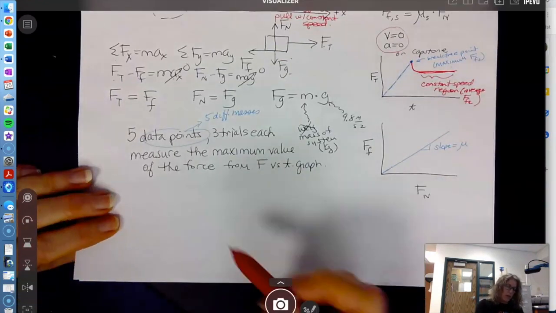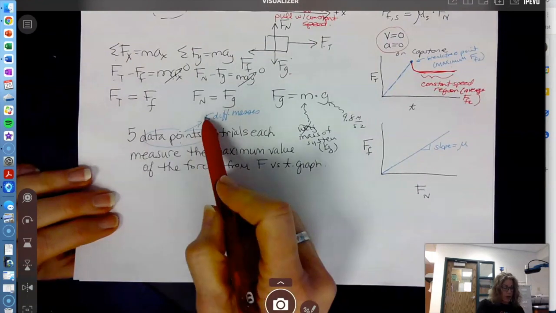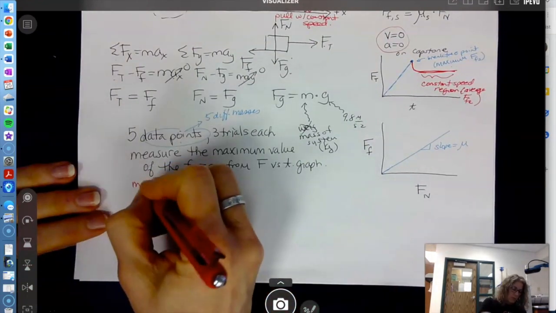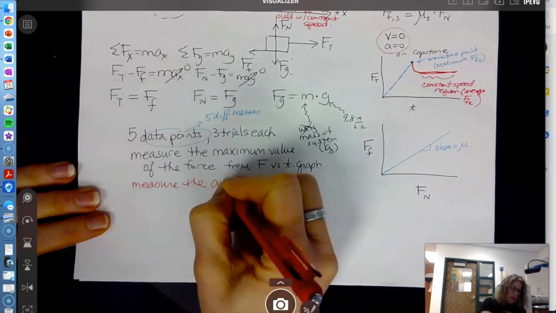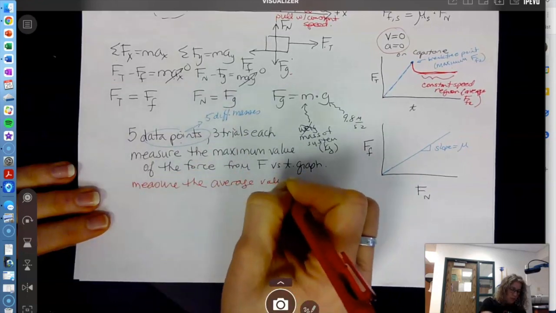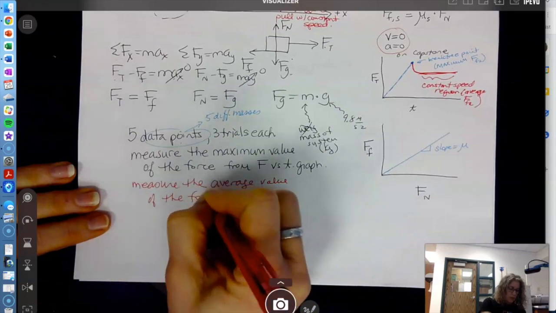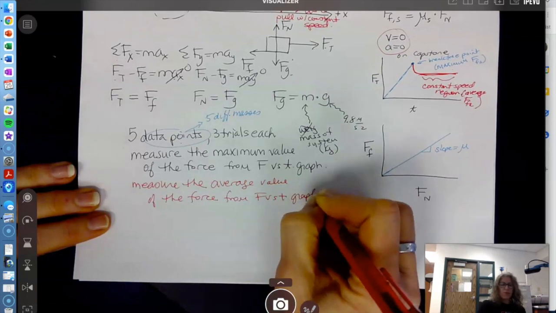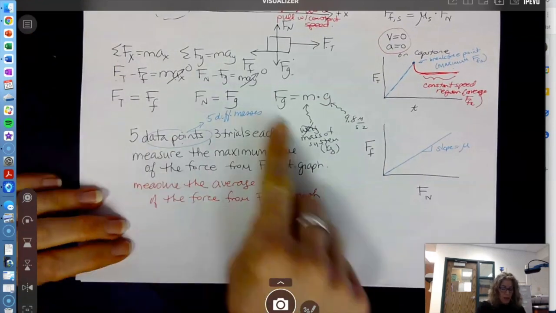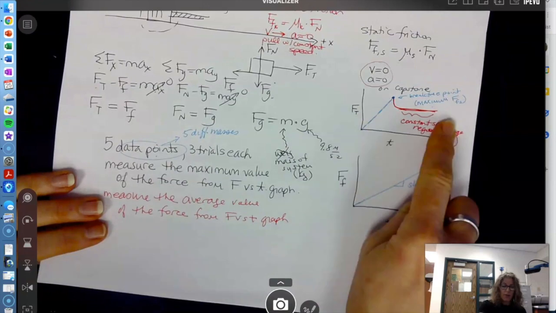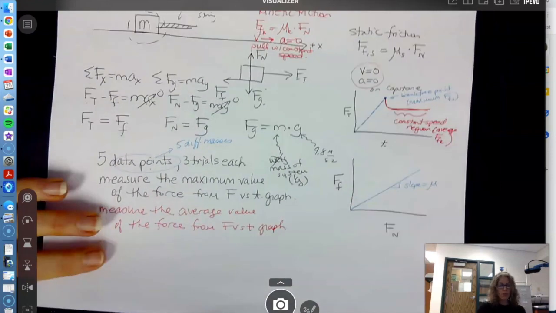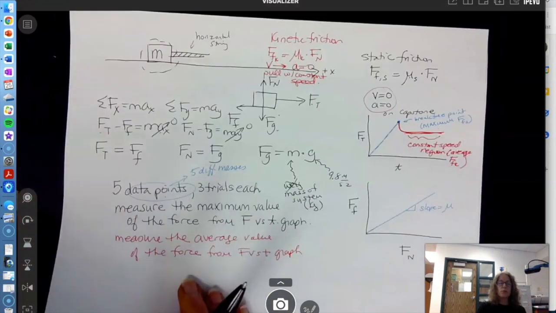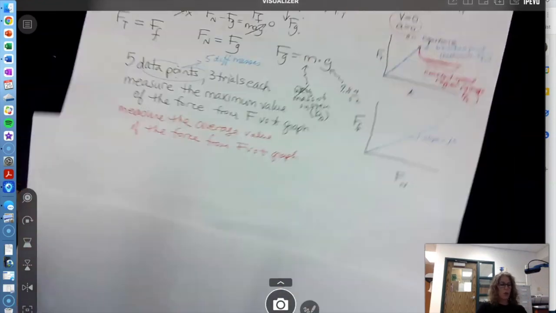So what's going to happen then? You're going to do 5 data points with 5 different masses, 3 trials each, and you're going to measure the average value of the force from the F versus t graph. Now, you're not going to do this separately. This is going to happen simultaneously. You're going to get one graph, and you'll be able to pull both of those pieces of information off the graph. So you need a data table that will enable you to measure all of that and record all these observations.